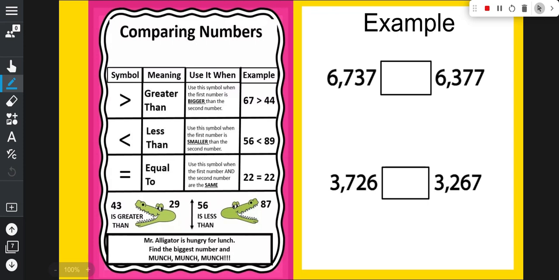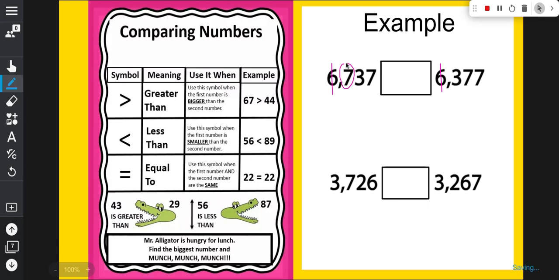Now, to prove our answers, the first thing we're going to do is count how many digits we have on the left and how many digits we have on the right. We have 4 digits on the right and 4 digits on the left. So the next thing we're going to do is start eliminating place values. In the thousands, and we always start with the biggest, they both say 6. The next place value is the hundreds. It's the next largest place value.